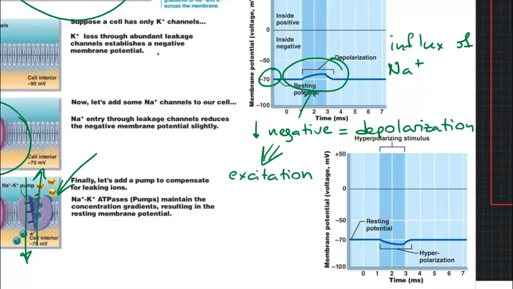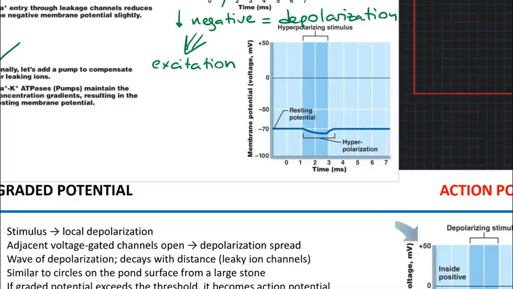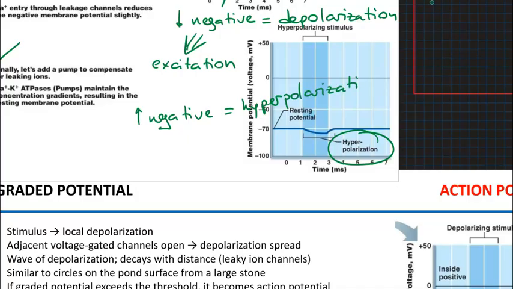Alternatively, you can open chloride channels. That will bring negative charges in. This situation is called hyperpolarization. So, more negative equals hyperpolarization, and becoming more negative equals inhibition. Okay? Good?